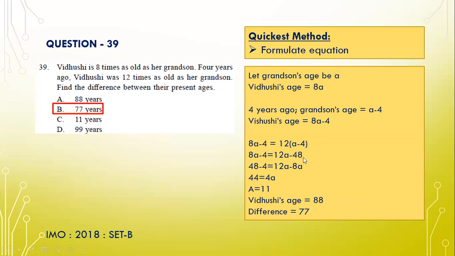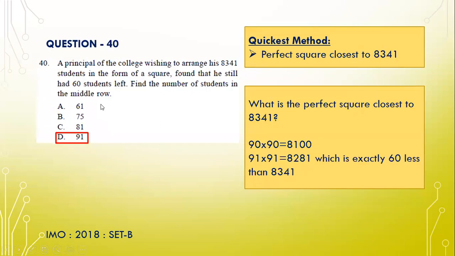So now you bring 48 here. So 48 minus 4 is equal to 12A minus 8A. So 44 is equal to 4A. So A is equal to 44 upon 4 is 11. And Vidushi's age, isn't it? Vidushi's age is 8 times 11. 8 times 11 is 88. And what is the difference? Difference is 88 minus 11 will be 77. So difference between their ages is 77.